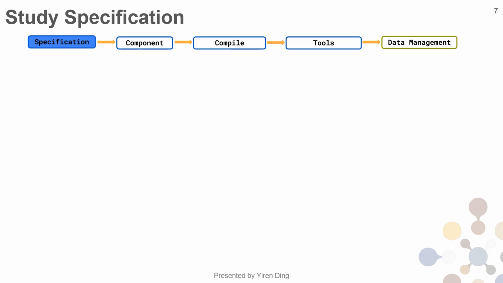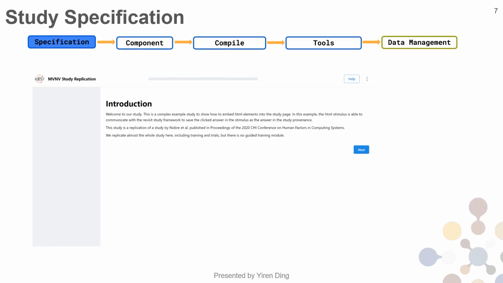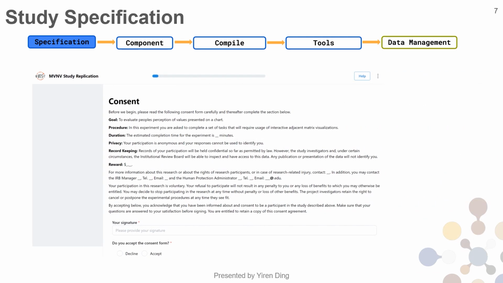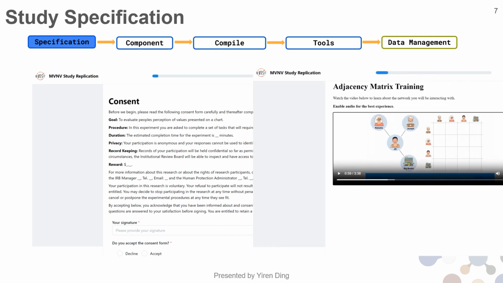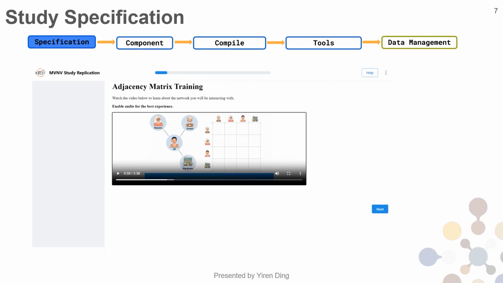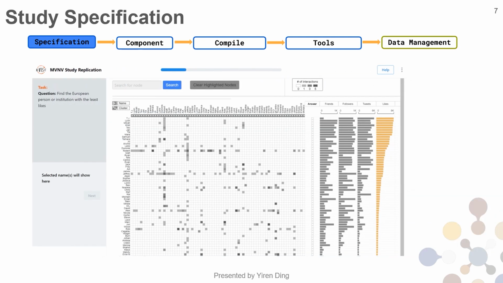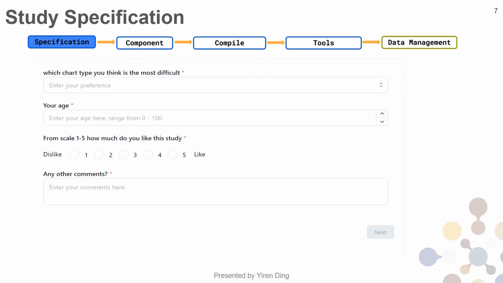First, there is an introduction page that introduces the experiment to the participants. Then a consent page that needs participants to sign. Next would be a training video to teach participants how to read the charts and complete tasks. Next, it comes to the main study stage, which consists of a series of tasks with questions participants are required to answer. At last, there is a post-study demographic survey.